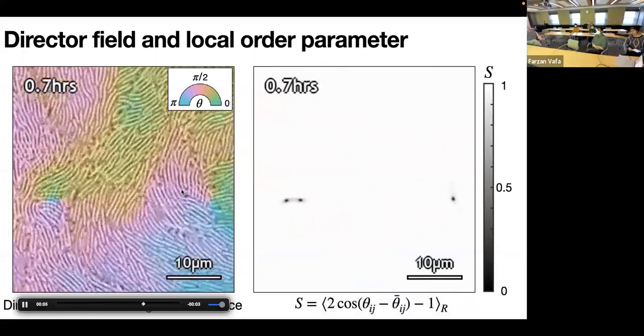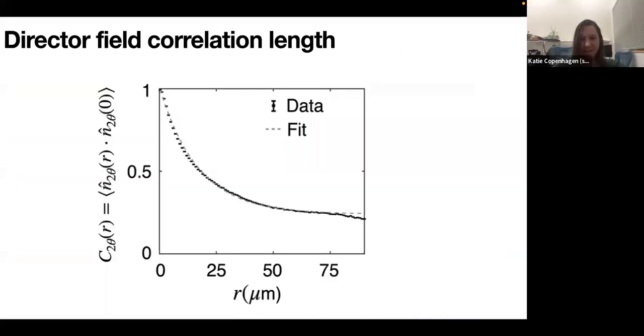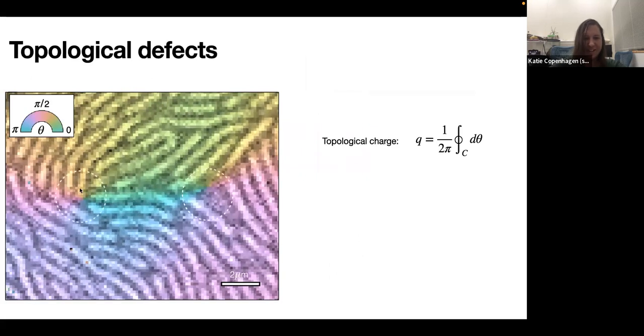I guess you're going to shortly tell us which are the plus a halves and which are the minus a half. Yeah, so you can also measure the correlation length of the director field, which turns out to be about 16 microns, but just a side note. So the defects, there's 2 types of defects. One of them looks like this kind of comet shape, while the other one looks like a nice little triangle. And you can distinguish between them systematically by calculating what's called their topological charge.